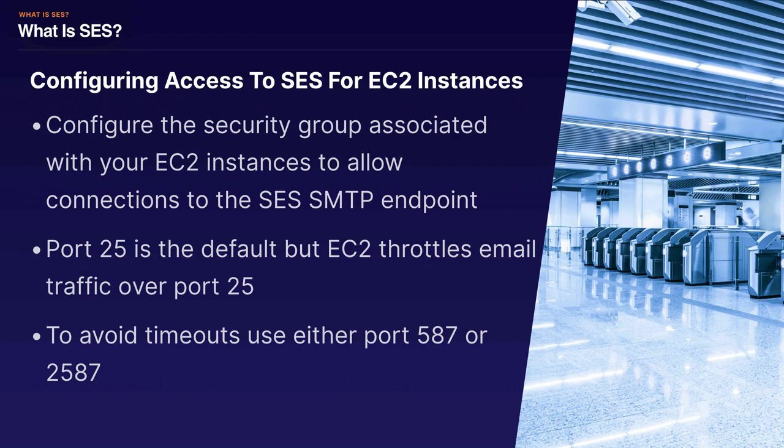By default, it's port 25. That's the default port for SMTP, which you probably already know. But what you may not know is that EC2 by default throttles the email traffic over port 25. You can raise a request to get your limit increased, but the quickest way to avoid timeouts, and this is what most people do, is instead to use either port 587 or 2587. And that's really the main thing that you need to know about SES for the exam.